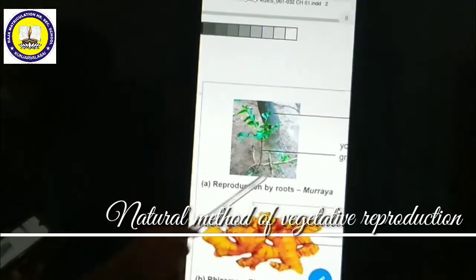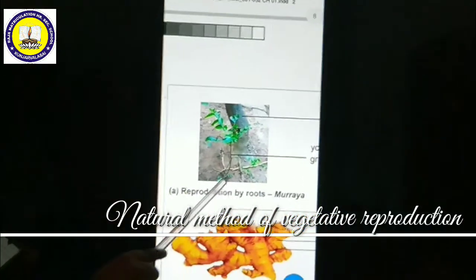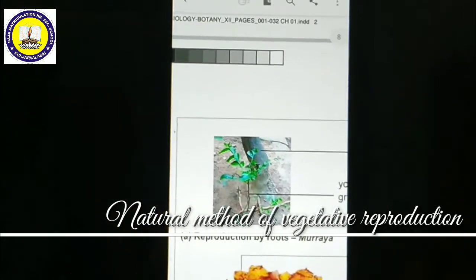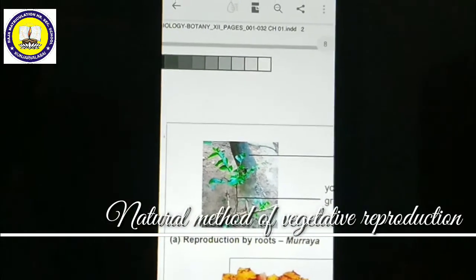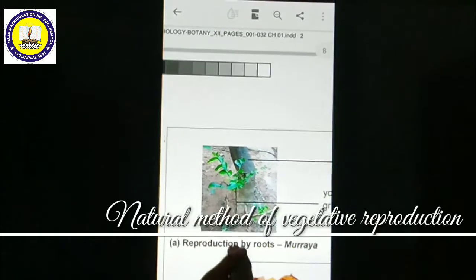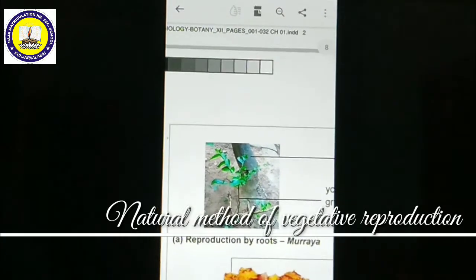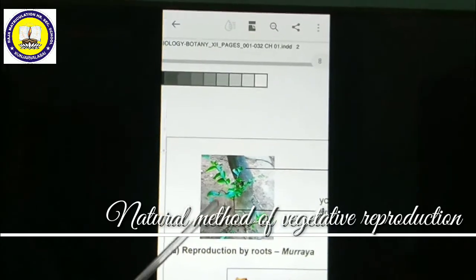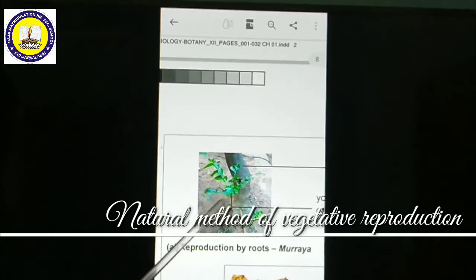If you see from the roots, they are able to produce a bud-like structure. These buds emerge out from the ground. Then they can produce a small young plant. Even if you pluck out the plant, you cannot pluck it out because it is formed from the root. So you have to cut along the entire root and plant it separately. Then only can it produce a new plant. So this is reproduction by roots. This is called root buds.